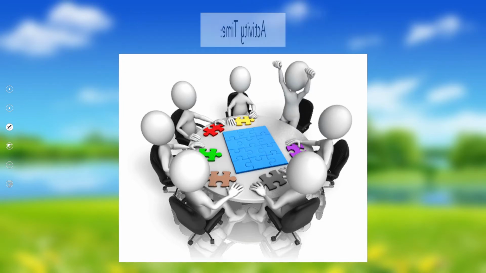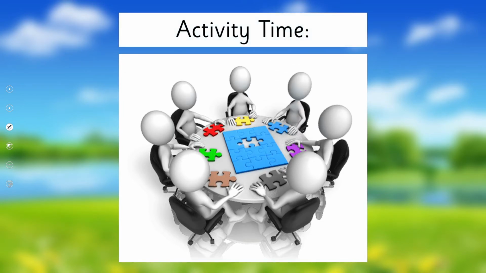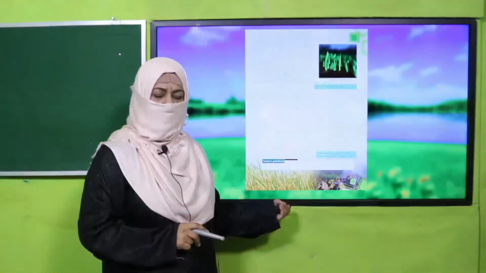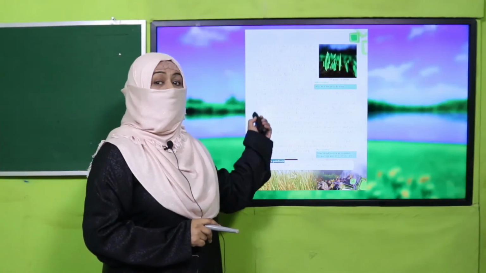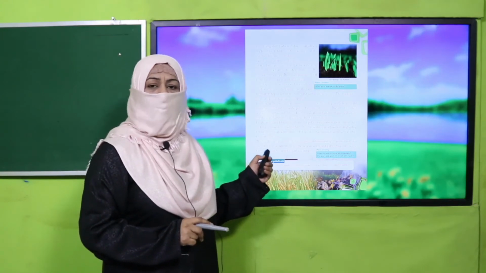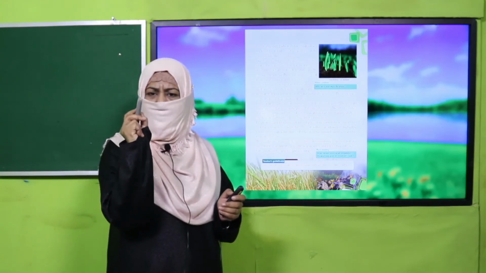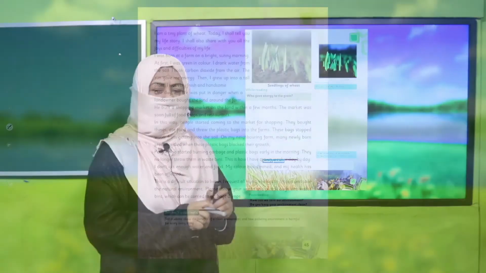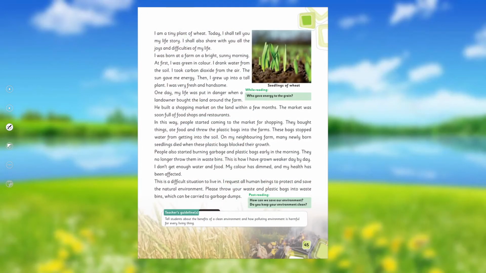So how do we use them? We are going to learn it through an activity. Are you ready for that? There are two parts of the activity. In part 1, all of you open your book on page number 45 and find out how many transition words have been given on this page. Pause the video, all of you hold a pencil in your hand and underline the transition words and tell those words to your teacher. Okay, pause the video, enjoy the activity.